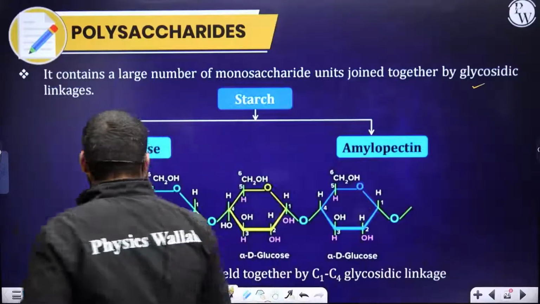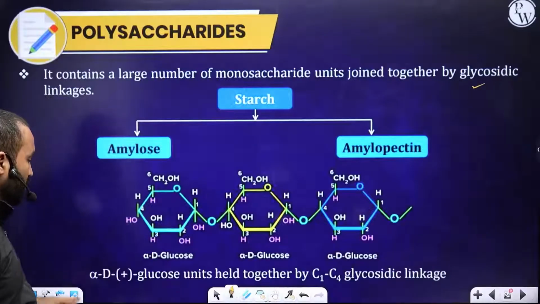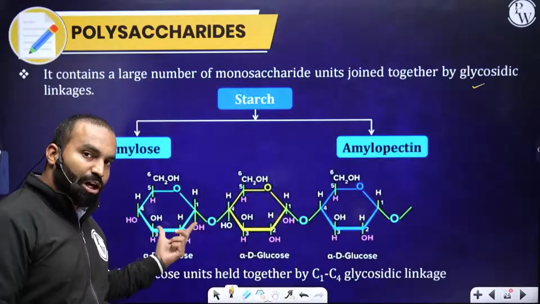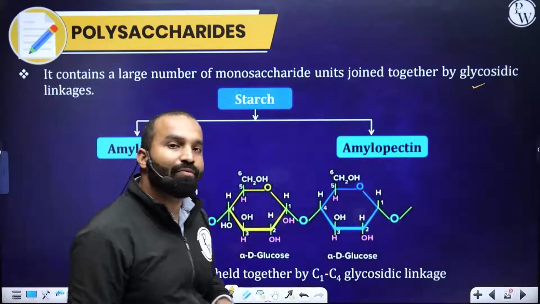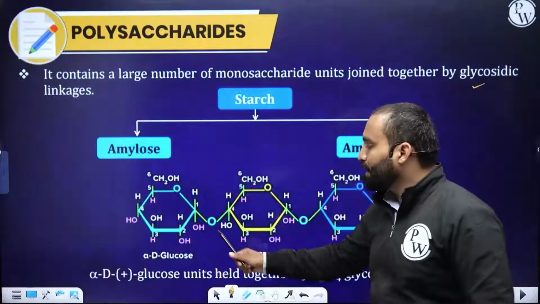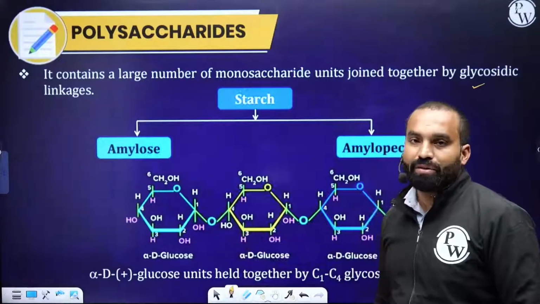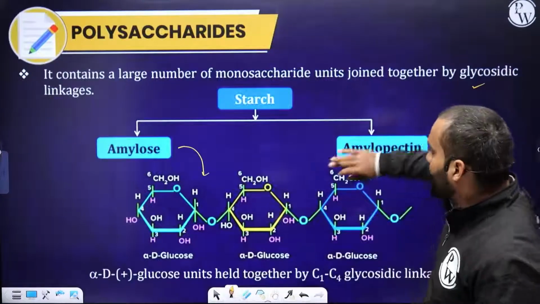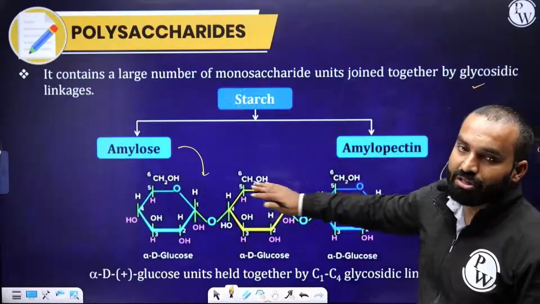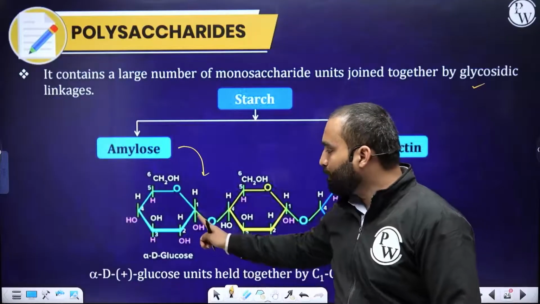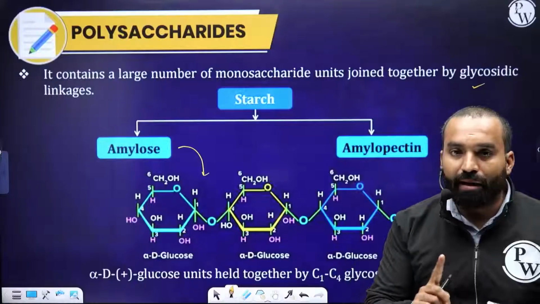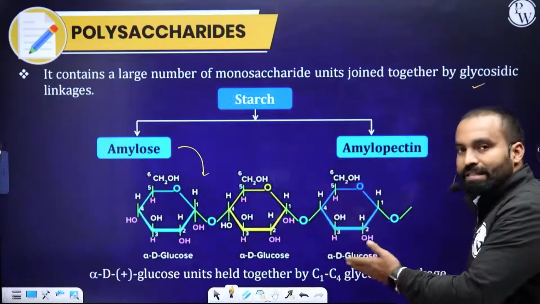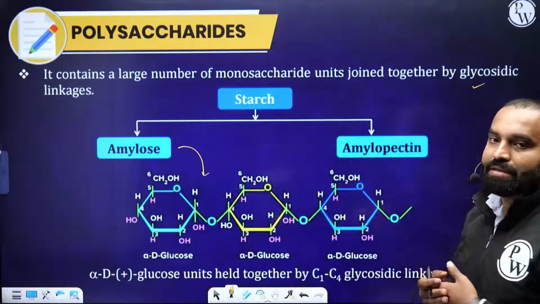Please notice that this is carbon number 1 of alpha D glucose connected to another alpha D glucose, but at the fourth carbon. So carbon number 1, carbon number 4. This is known as 1,4-alpha glycosidic linkage, which is what happens in amylose. So far we are not discussing amylopectin, so don't be confused. This is just the structure of amylose, where you have linkage between carbon number 1 and carbon number 4 of two different glucose units. This continues, hence it's a polymer structure.